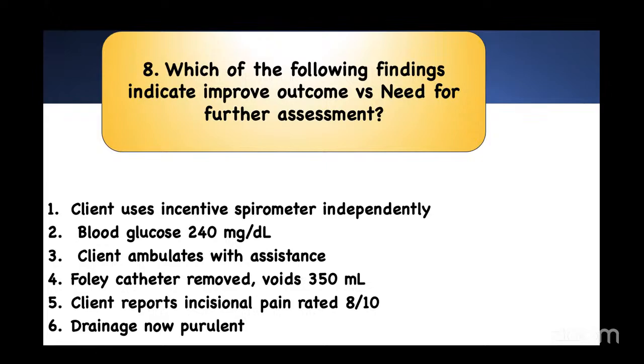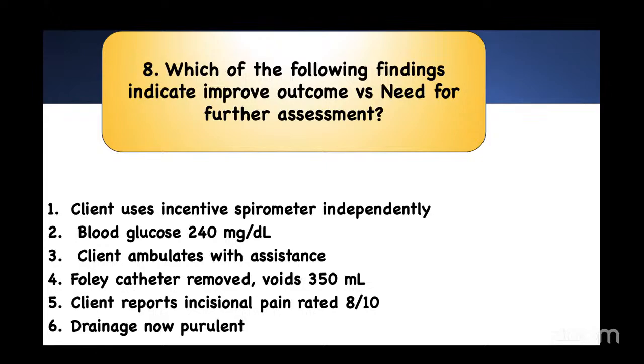The patient is using the incentive spirometer independently, is doing fine. His blood glucose of 240 is a sign of infection. That should trigger something. A diabetic patient post-op with increased glucose has a sign of infection. He can ambulate with assistance. That is okay. They usually are not 100%. Ambulating with assistance is a good thing.